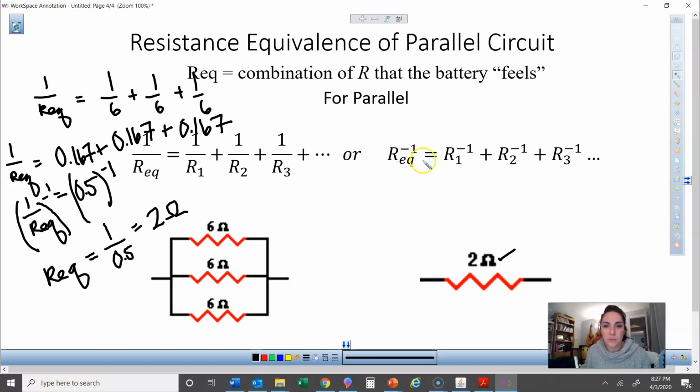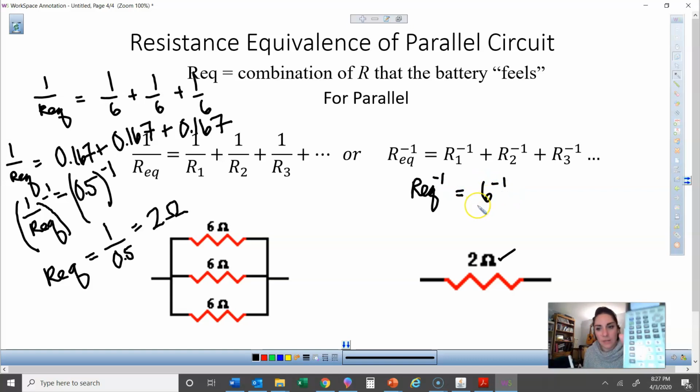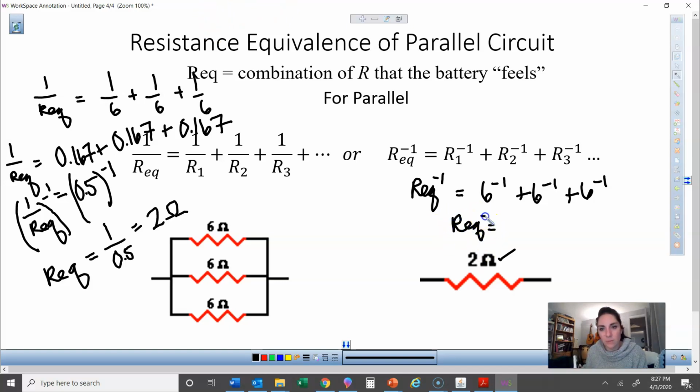Now, I like to do it this way on my calculator. So I do 1 over REQ, and I do 6 to the -1. So I actually have a -1 on my calculator here. I hope you can sort of see it. There it is, right in the middle there, to the -1. And this way I don't have to worry about fractions. I think that's the biggest thing. 6 to the -1 plus 6 to the -1 plus 6 to the -1. So much faster. 1 over REQ equals 0.5. I get the same thing.